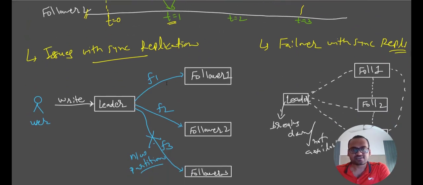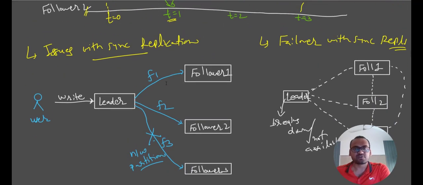Now let's look at what the issues with sync replication are. One of the issues is that it takes a lot of time to respond back to the client, because the leader has to wait for the acknowledgement from all of its replicas, all of its followers, and only then will it propagate the response back to the client. This is one of the major issues.